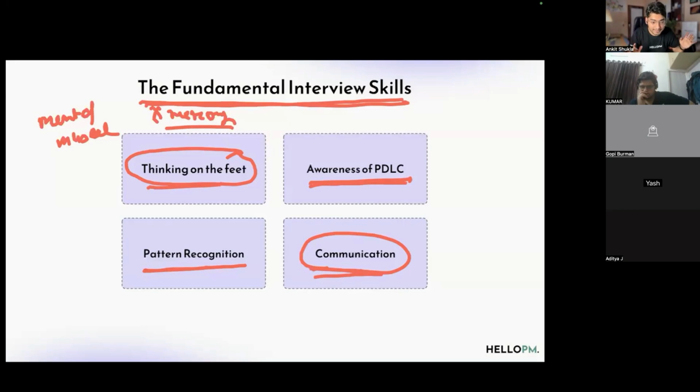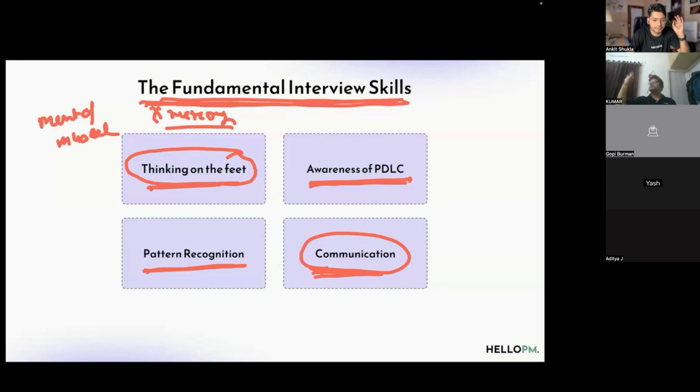So, folks, it might happen that I am telling you something, and the interviewer might ask you something out of the world or out of the context that I'm telling you. And still, you should be able to answer it. Why? Because your understanding of product management is very solid. You are able to think on your feet. You can do the pattern recognition, and then you can communicate really, really well. Okay, so these are the four skills that you need in order to crack the PM interviews.